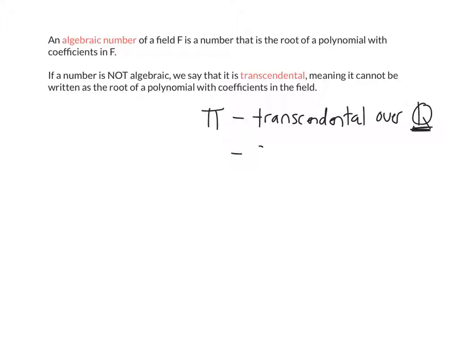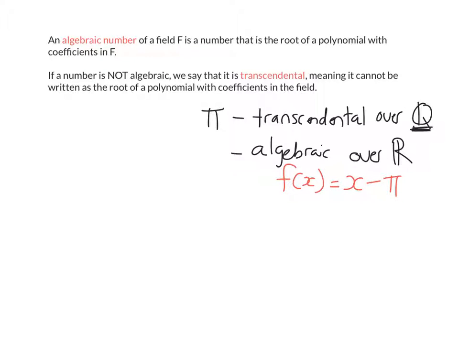But of course, pi would be algebraic over the real numbers. I could easily write pi as the root of a polynomial with real coefficients. It would just be the root of the polynomial, for example, x − pi. If I substitute pi into this polynomial, I get 0. Of course, this has a coefficient here of −pi, which is not a rational number. So this is a polynomial with coefficients in the field R, but it's not a polynomial with coefficients in the field Q. So it's important that we make that distinction.